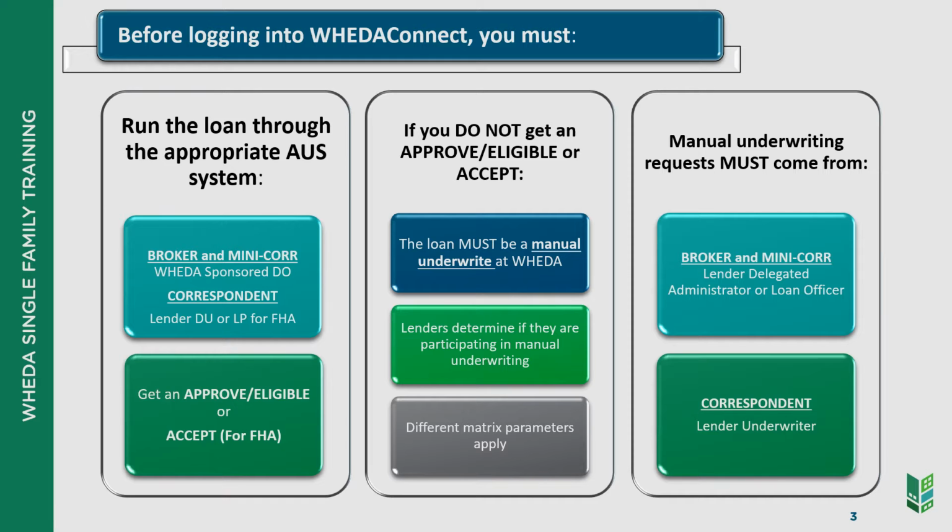Manually underwritten files must go through the mini correspondent channel and will impact lender compensation. You will then want to verify that the loan meets the specific manually underwritten parameters. These can be found on the conventional and FHA matrices. If both of those apply, broker and mini correspondent lenders can have their DA send the request, or the LO can send it themselves with the appropriate documentation.